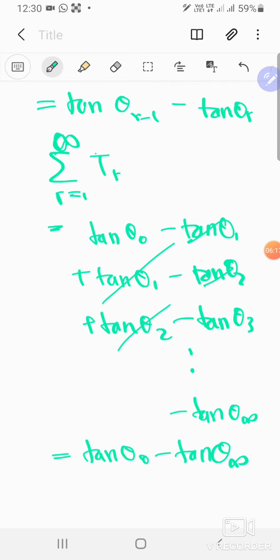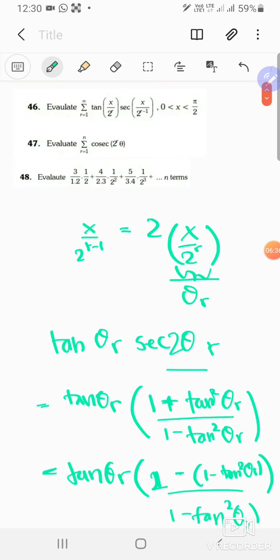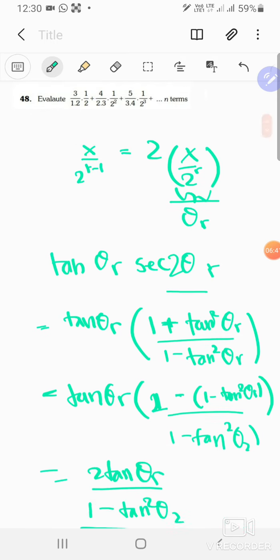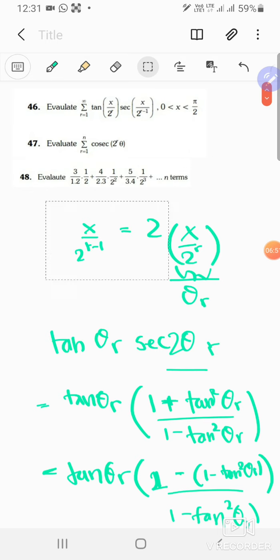And now let's use the expression for theta, which is x upon 2 power r. So tan of, what is this thing, x upon 2 power 0 is just x. So tan of x minus tan of x upon 2 power infinity, which is just 0. So tan of 0 is also 0. I think that's correct, right? So the summation from r equals 1 to infinity is supposed to be the same thing. So yes, that's how you do it. It's just tan x minus 0, which is just tan x itself. So yeah, this was a nice question. Let's go to the next one.